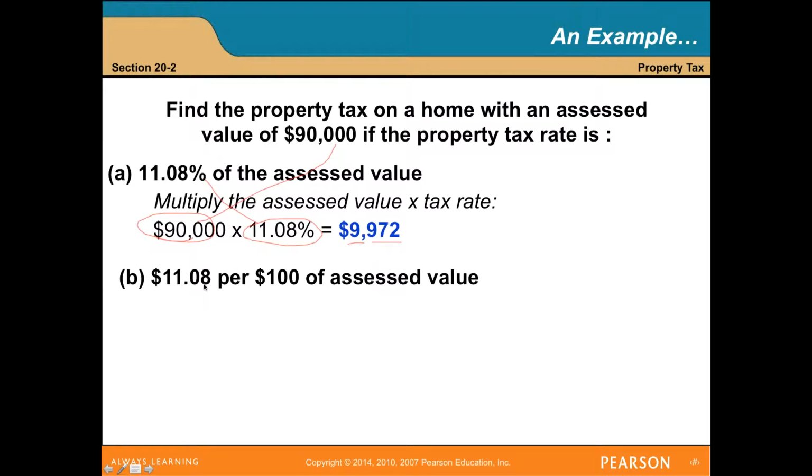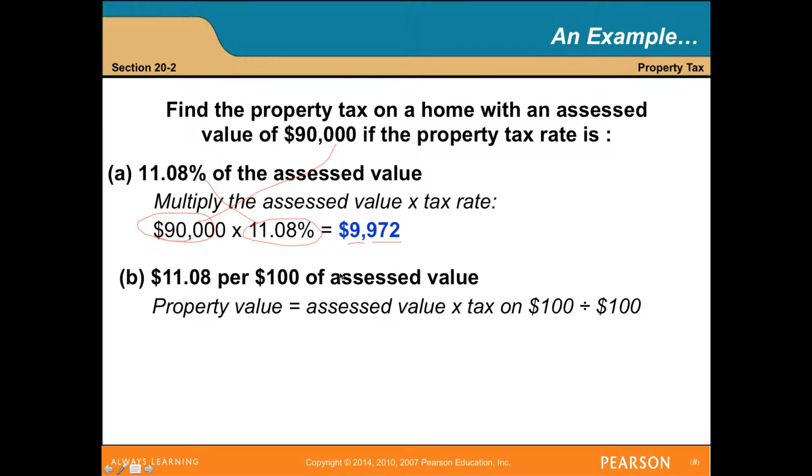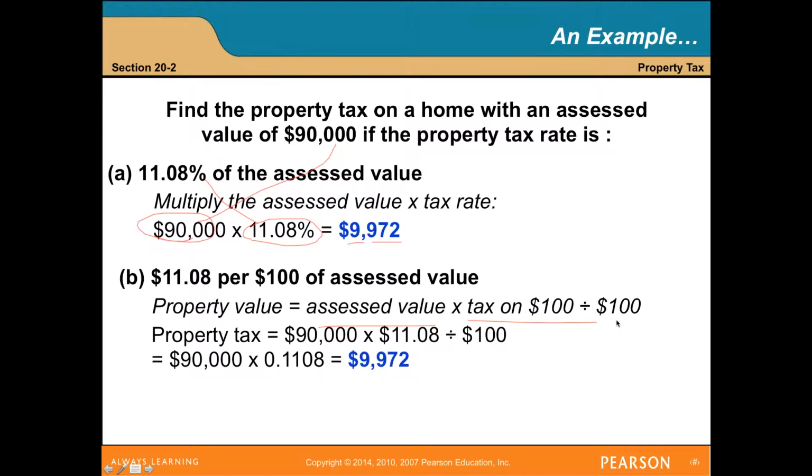Well, $11.08 per $100 of assessed value. So now we have: property tax equals the assessed value times the tax per 100, divided by 100. So the property tax is $90,000 given, times $11.08 given, divided by $100, which equals $90,000 times, and here we have it as a percentage, 0.1108, which equals $9,972. See that?